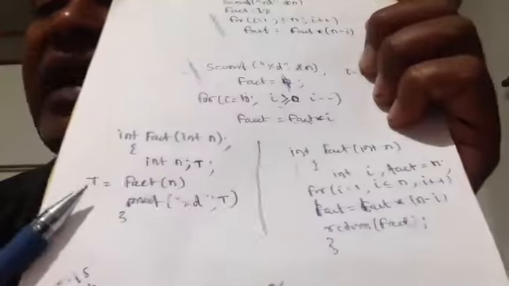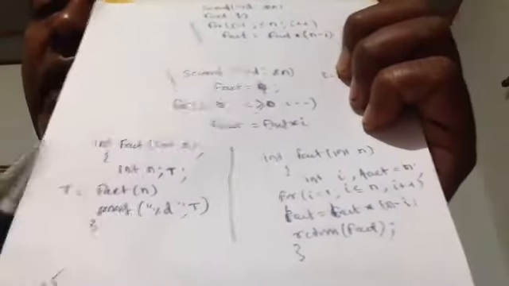Go for this. Where is the return? Here or here? Which is the main program? Which is the subprogram? The first one is the main program. This one is the main program because I am calling the function, fact equal to n, assigning it to t.